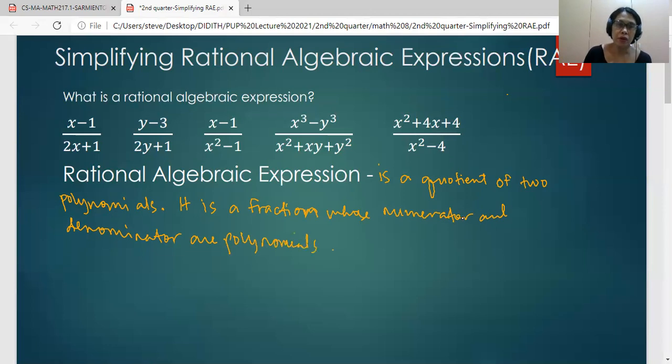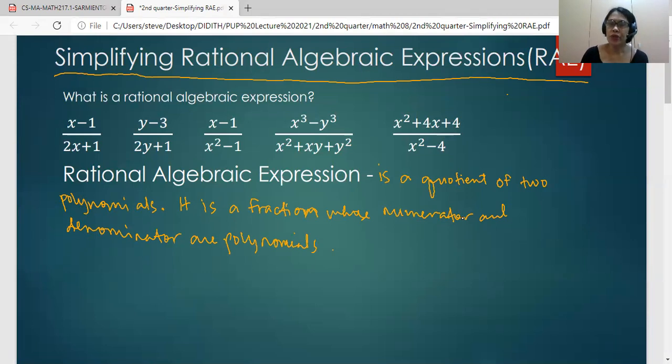So going back here, our task is to simplify rational algebraic expressions. Since this is a fraction whose numerator and denominator are both polynomials, what we're going to do is reduce. This is like reducing a fraction to its lowest term. In these examples, the last three have to be simplified. The first two here are already simplified to their lowest term.